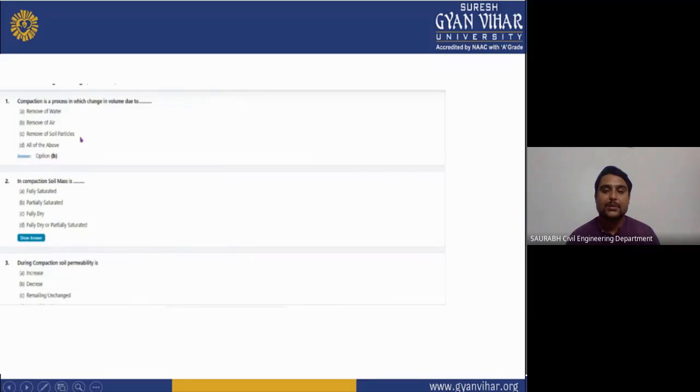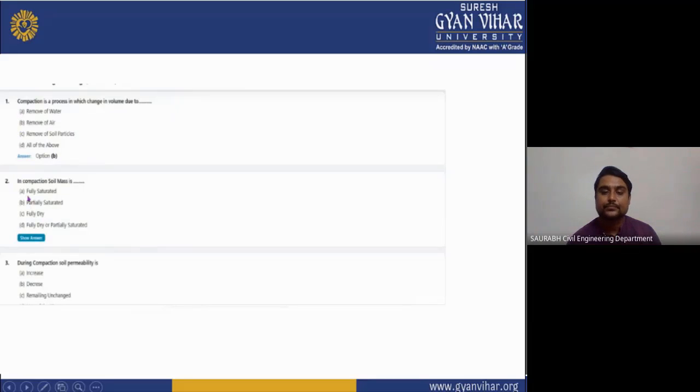The right answer will be B, because as we know, in consolidation we need to remove the water, and in compaction we need to remove the air voids. So the right answer here will be the option of air voids. If you read the sentence and complete it with this phrase: compaction is the process in which change in volume is due to the removal of air voids. So the right answer will be B here.